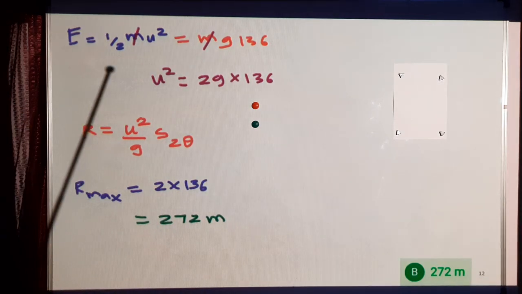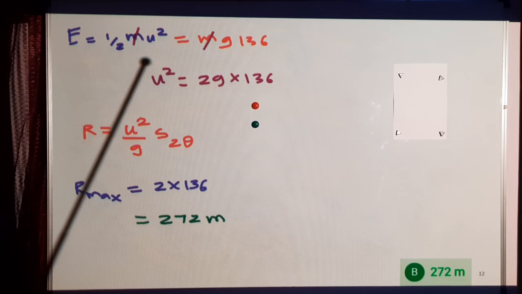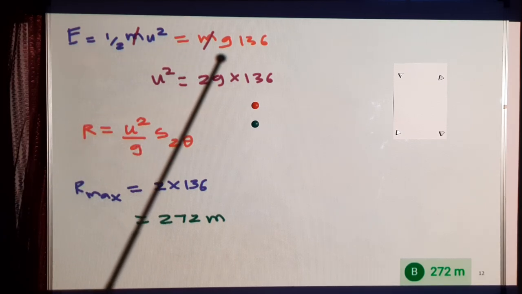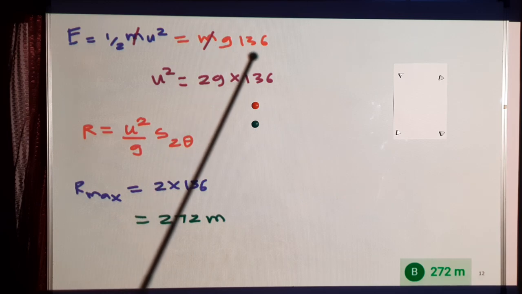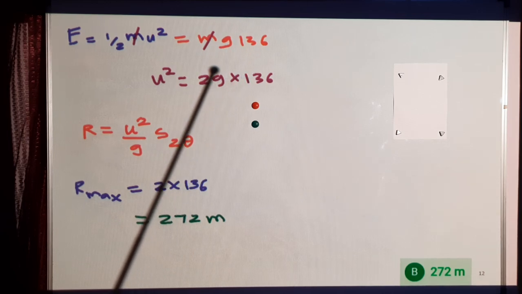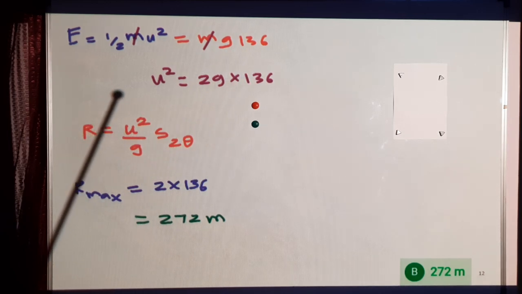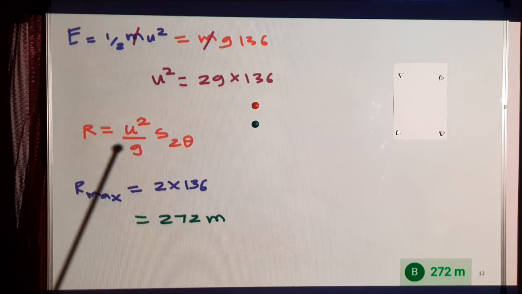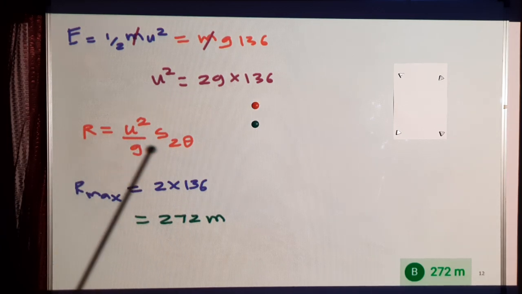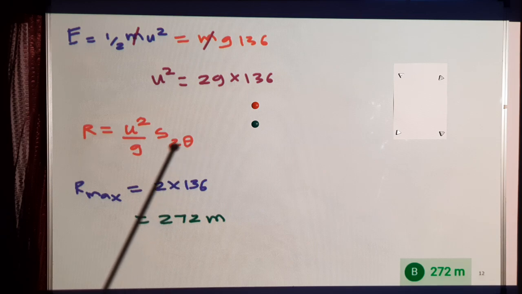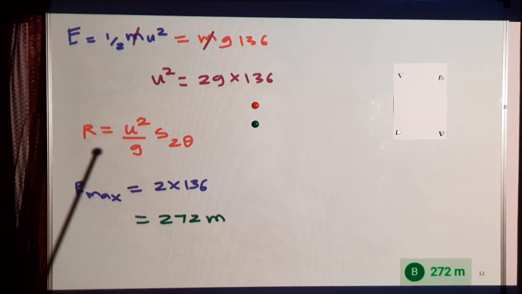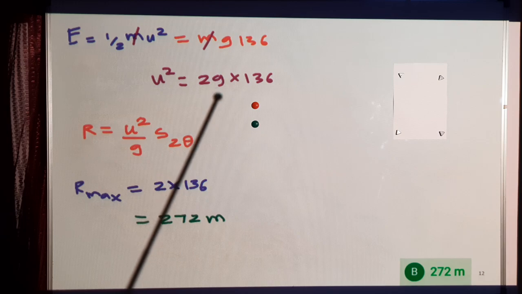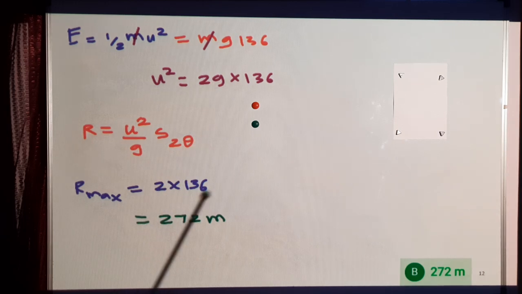So the energy the person can impart to the ball is half m u square, which has gone into increasing the potential energy at the maximum height point as mgh, which is 136. So from which we get the u square which the person can impart as 2g into 136. For the range to be maximum, this sin 2 theta should be 1. So in that case, the range will be u square by g. From this, you can get 2 into 136, which is 272 meters.